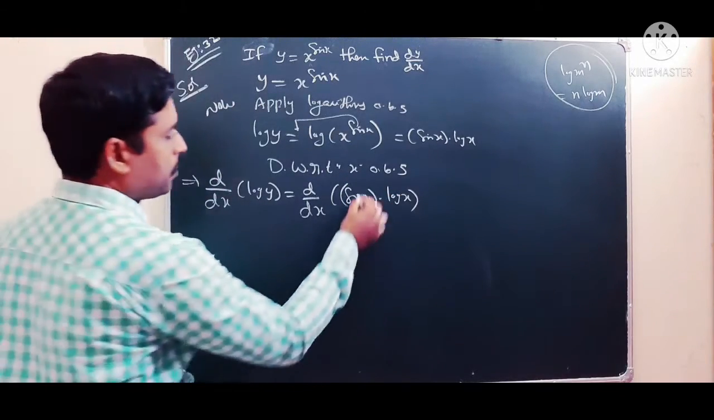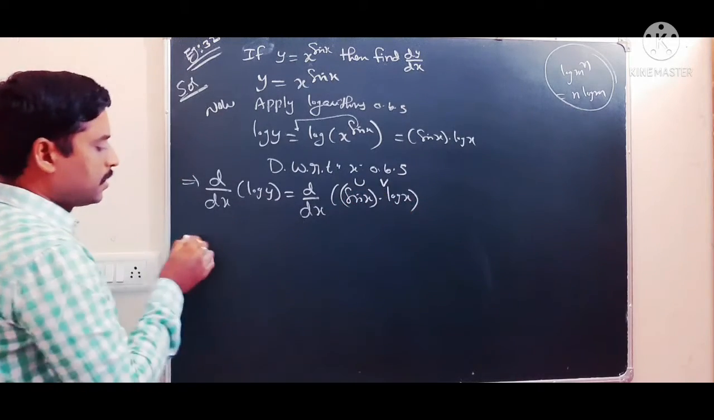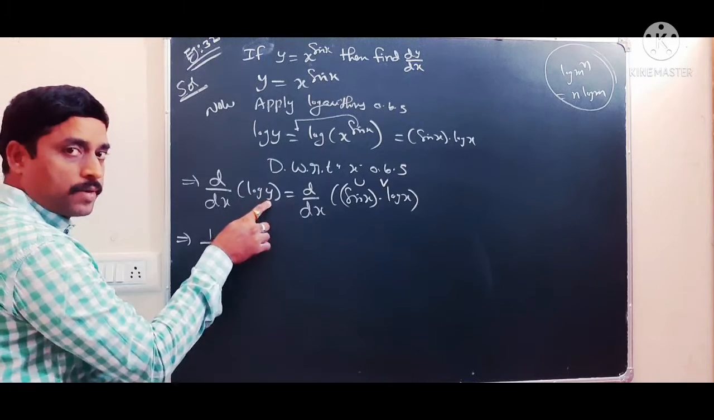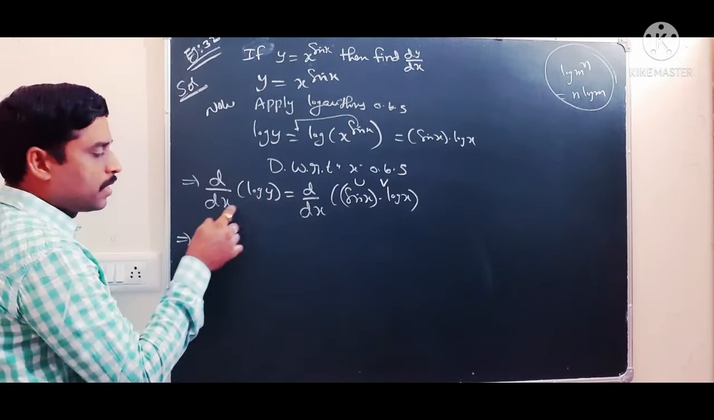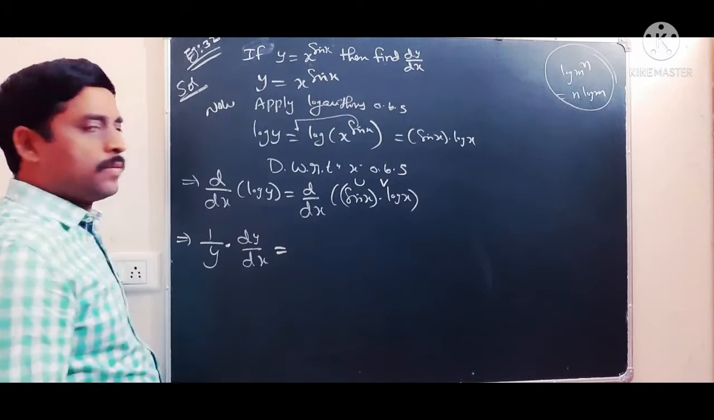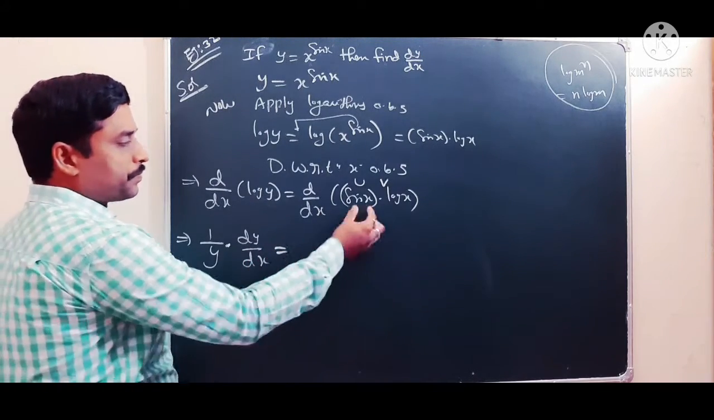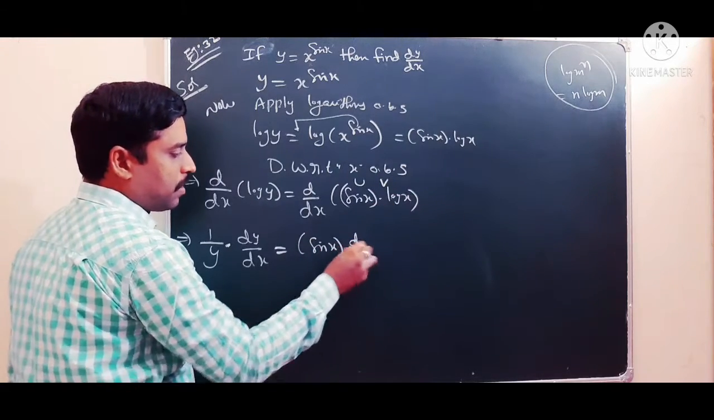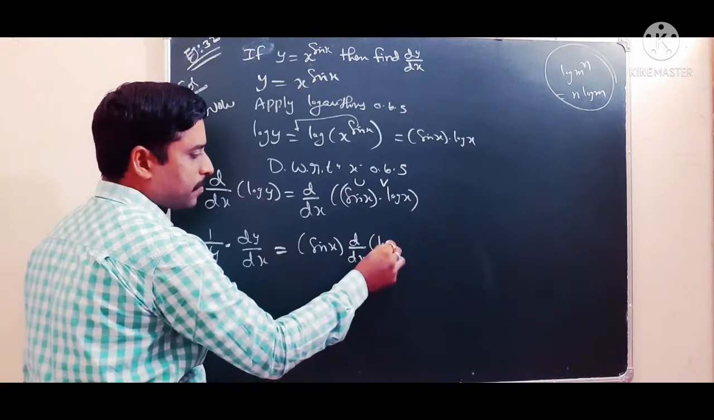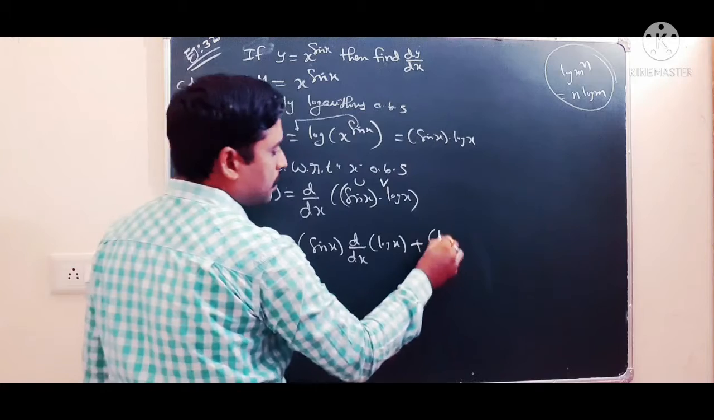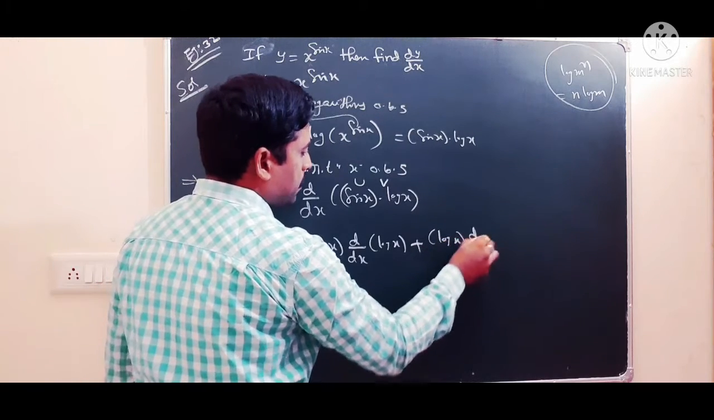Okay. So by using the UV formula, differentiation of log y, we get 1 by y into the derivative of y with respect to x, that is dy by dx. What is the UV formula? U into the derivative of v, sin x into the differentiation of log x, plus v into the differentiation of u. So log x into the differentiation of sin x.